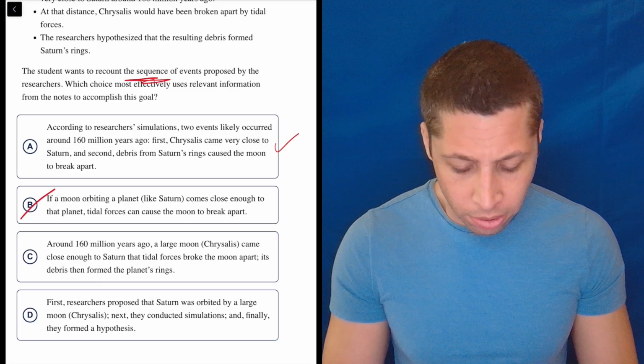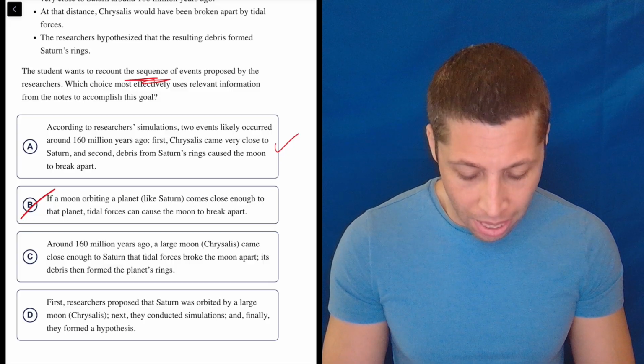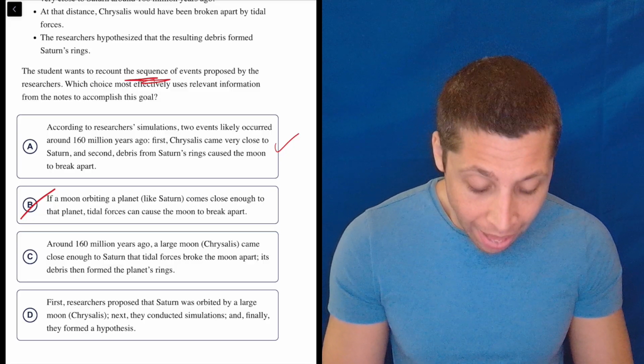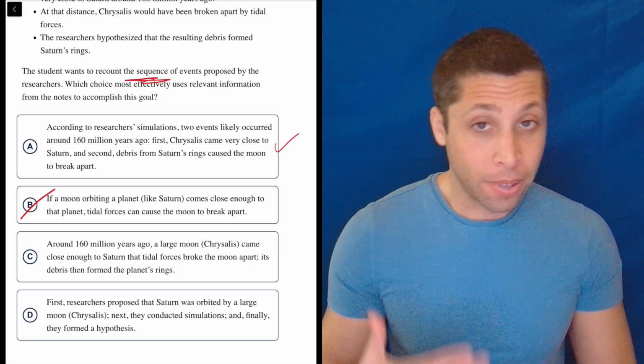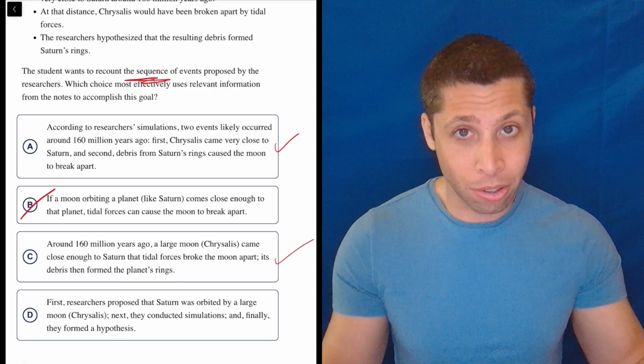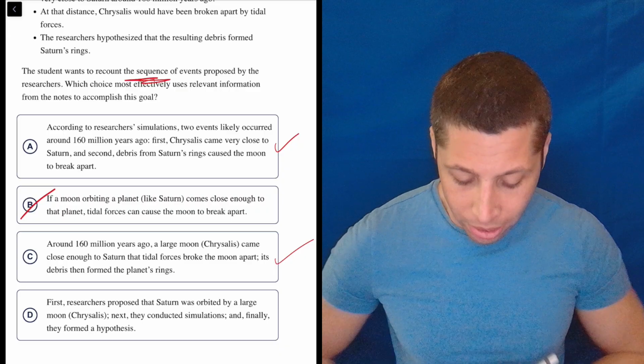C, around 160 million years ago, a large moon chrysalis came close enough to Saturn that tidal forces broke the moon apart. Its debris then formed the planet's ring. So it sounds like a sequence of events. First this happened, then this other thing happened. So 2 answers. So we'll come back to them. Let's not worry about it quite yet.